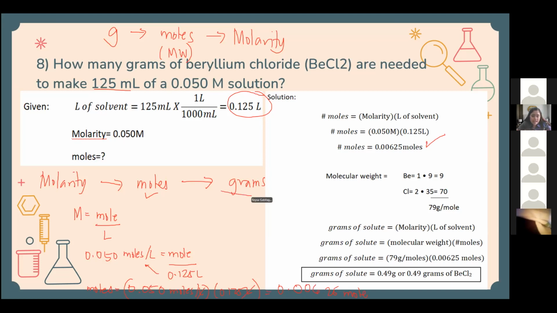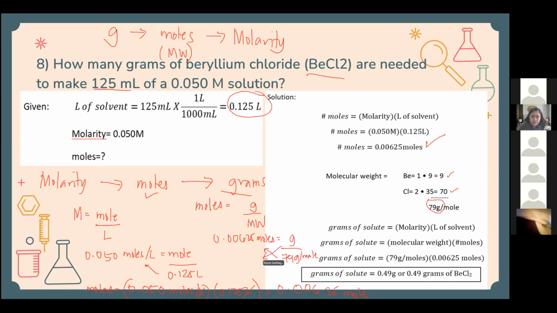So you need the other formula, which is moles is equal to grams over the molecular weight. We already have the moles, class, 0.00625 moles. We will be computing for the grams, but we need the molecular weight for the beryllium chloride. So we have here 9, 2 times 35, 70. So yes, 79. Put that here, class. 79 grams per mole. And we will do the cross multiplication.